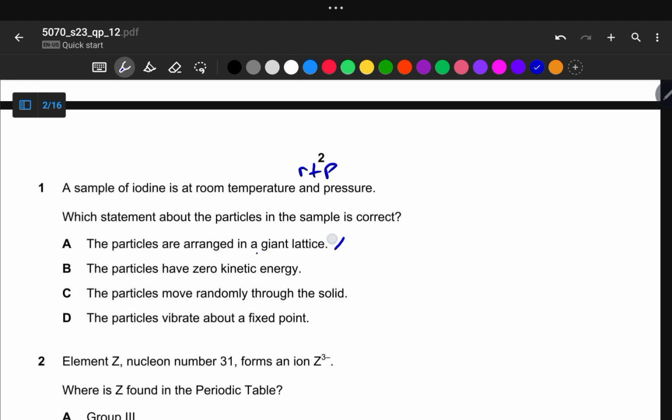So this is false. Iodine is a simple covalent molecule which exhibits a simple molecular lattice structure, where the molecules are held by the weak van der Waals forces or the London dispersion forces, right? The induced instantaneous dipole moments, right? So these are the forces found in the lattice structure of iodine. So this becomes false. And then the particles have a zero kinetic energy.